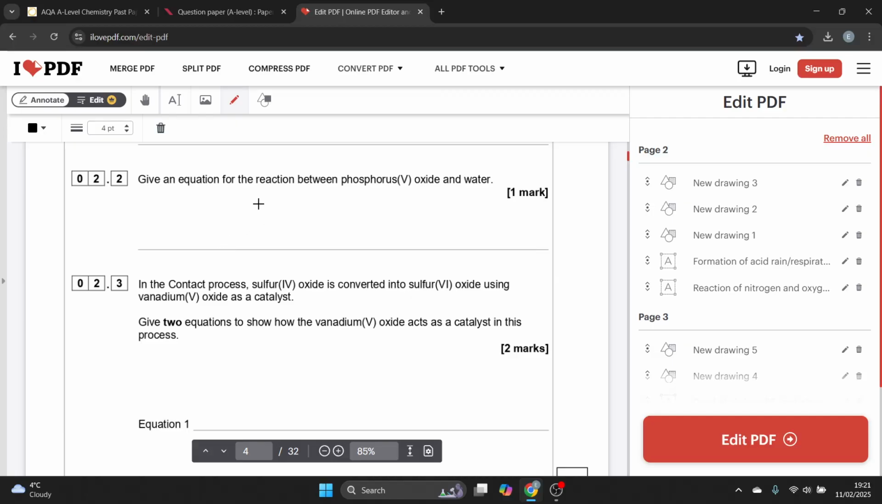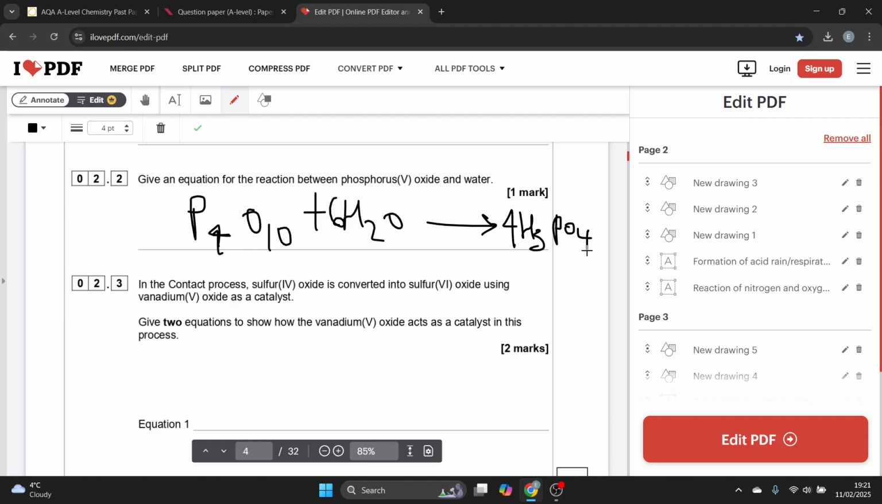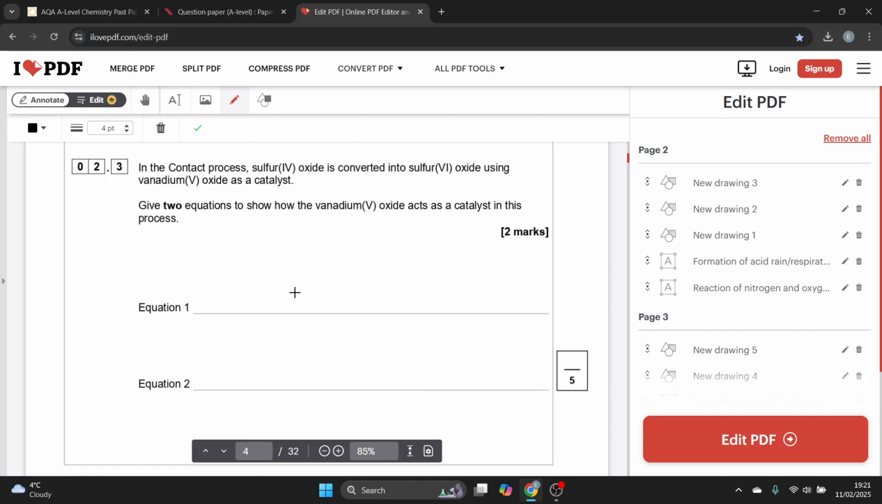Give the equation for reaction between phosphorus oxide and water. P4O10 plus 6H2O to form 4H3PO4. Again, this is an equation you do have to memorize, unfortunately. I say unfortunately, but if you memorize it, and you know there's going to be at least one person who hasn't memorized it, then you're going to get that extra mark. I think at least one.